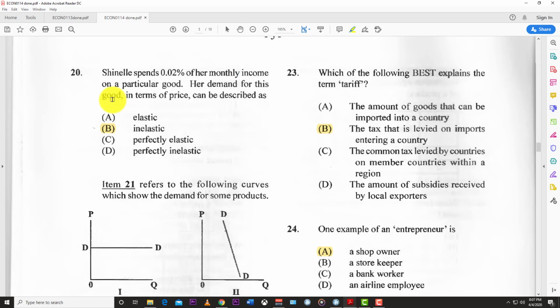Number 20, Chanel spends 0.02% of her monthly income on a particular good. Her demand for this good in terms of price can be described as, and the best answer here is inelastic, because depending on the amount of your salary you spend on a good, if it's a little bit, then it would be inelastic.